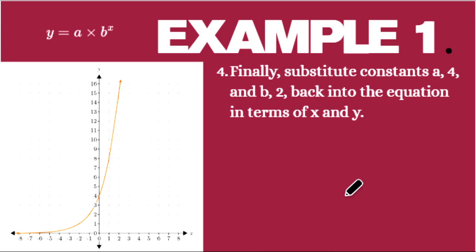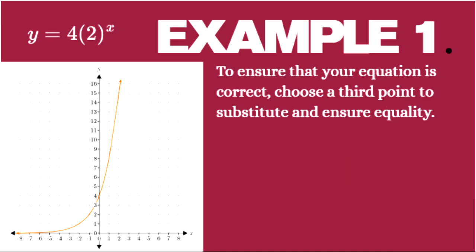Finally, substitute the constants a, which is 4, and b, which is 2, back into the equation in the terms of x and y. So we have y is equal to a, which is 4, times b, which is 2, raised to the power of x. And that's our final formula. Y equals 4 times 2 raised to the power of x. To ensure that your equation is correct, choose a third point to substitute and ensure equality.